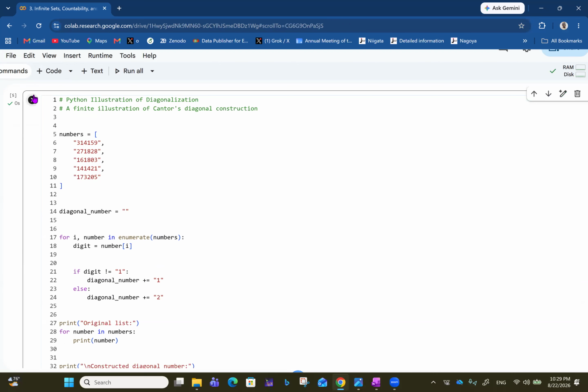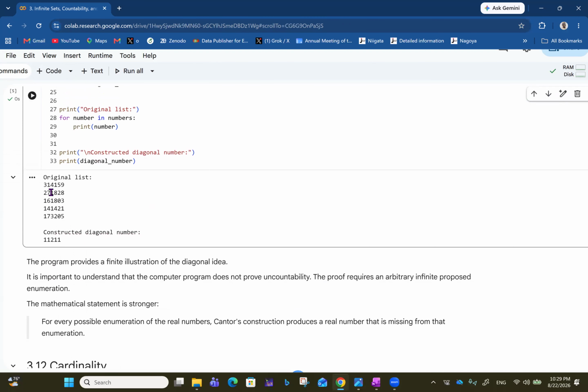So if you run this now, we have the original list 314159, 271828 and so on. Then the constructed diagonal number now is 11211. So this 11211 is not any of these numbers. So the program provides a finite illustration of the diagonal idea. It is important to understand that the computer program does not prove uncountability. The proof requires an arbitrary infinite proposed enumeration. So the mathematical statement is stronger: for every possible enumeration of the real numbers, Cantor's construction produces a real number that is missing from that enumeration. So the new number produced is not any of these.